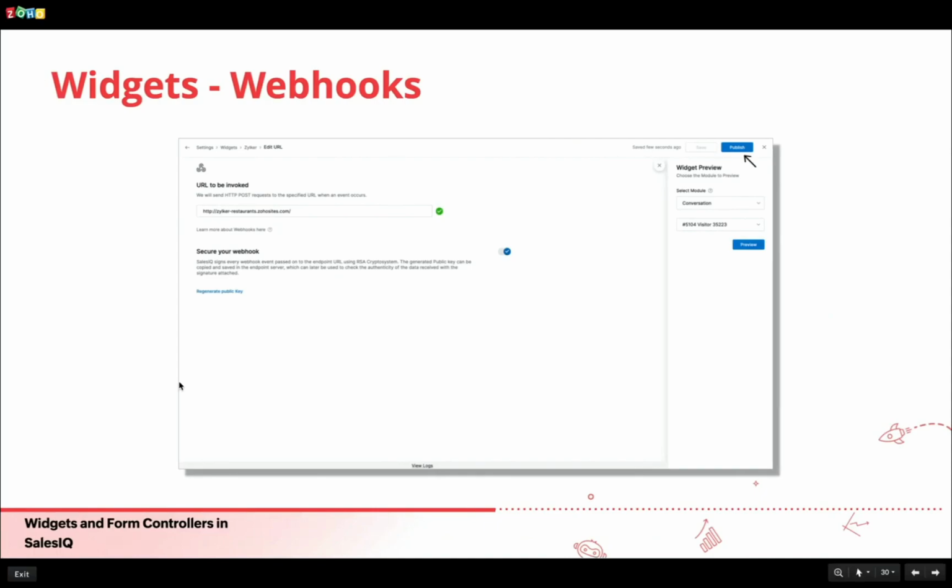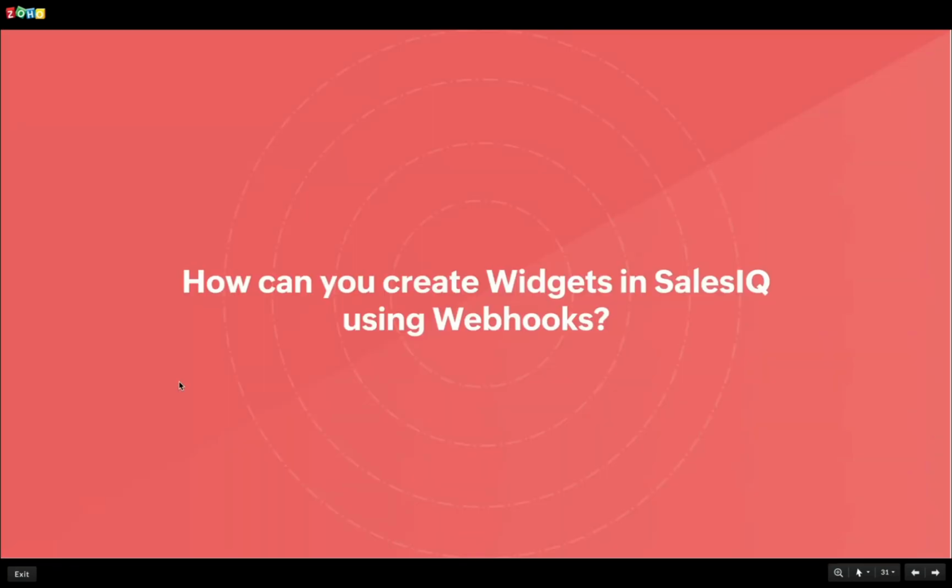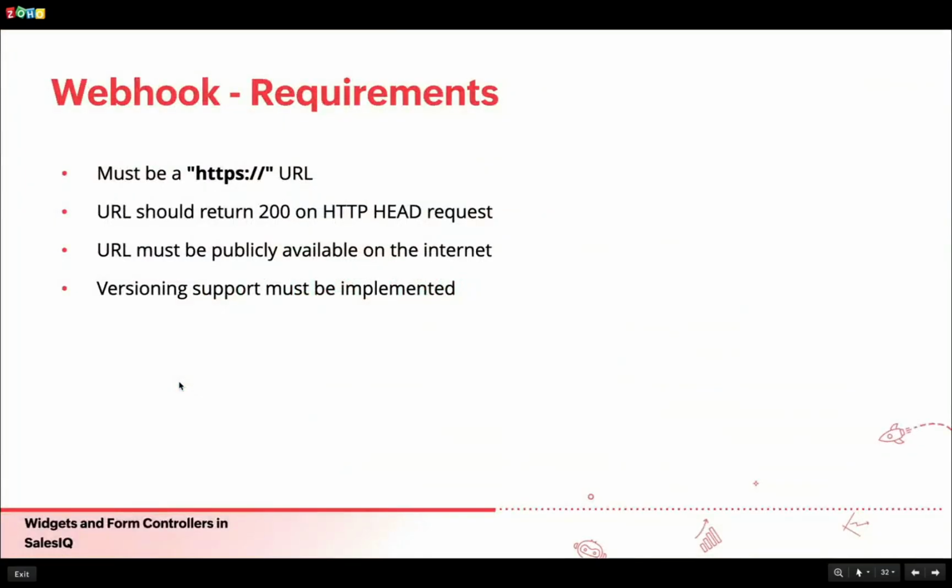So there are a few requirements that you have to follow to build your widgets using webhooks. So first of all, your URL must be a HTTPS URL, and it has to be publicly available on the internet, and it must return 200 on HTTP head request. Also, versioning support must have been implemented. So make sure you meet all of these requirements before you start building the widget using the webhook platform.